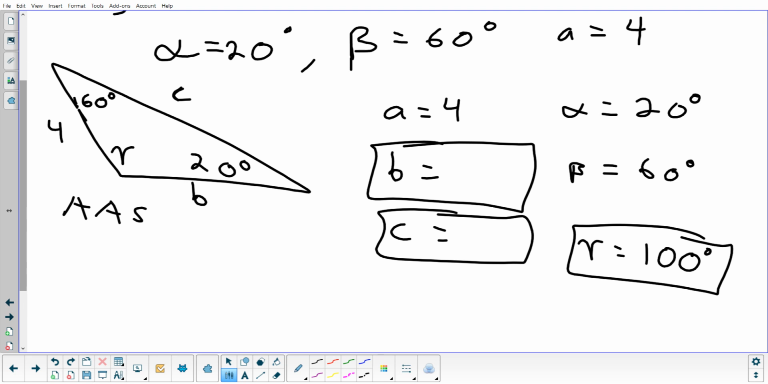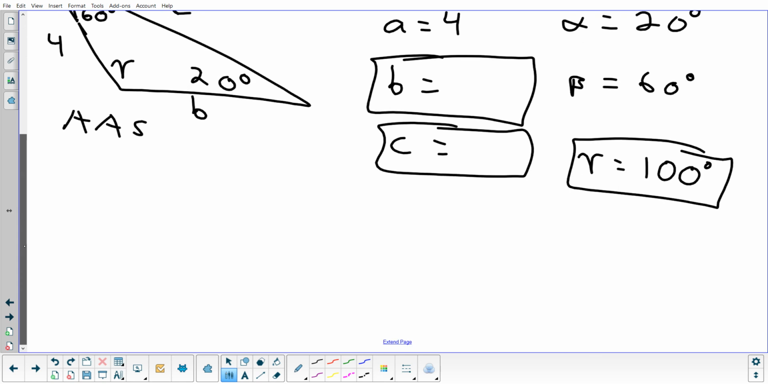Each row, everything kind of affects what's in its own row. All right. So if gamma is wrong, it's going to affect C. But beta was given, so we're fine. We could still get B. So it doesn't matter which one you do first. Let's do C first. Get that one out of the way.